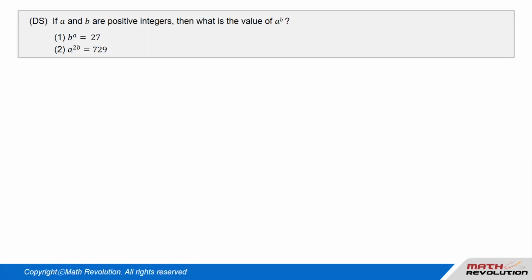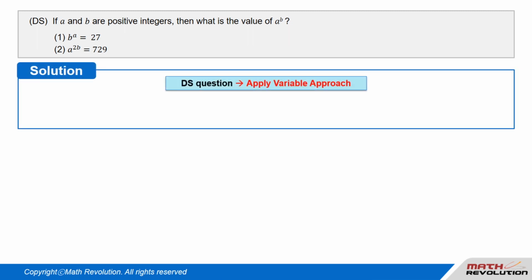Question 4. DS. If a and b are positive integers, then what is the value of a to the power of b? Condition 1. b to the power of a is equal to 27. Condition 2. a to the power of 2 times b is equal to 729.